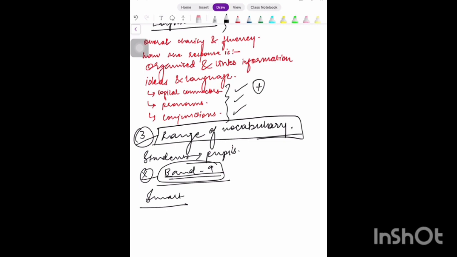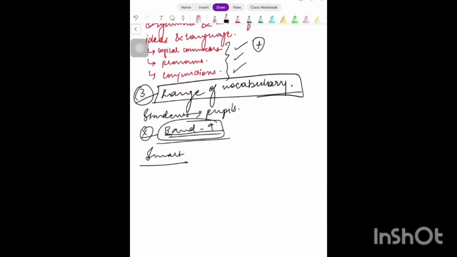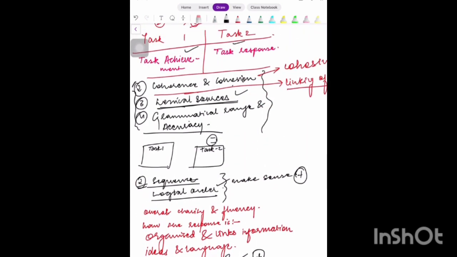And the best way to score marks in this point, lexical resources, is actually by practicing. Whatever word you are learning, you'll have to practice it so that it is fed in your mind, so that you have the habit of writing that particular word while making a sentence. Only reading will not help, so you'll have to practice and make it a habit of using. Then I'll take care of my grammar. So these 3 points we will keep in mind, and we will score good marks.